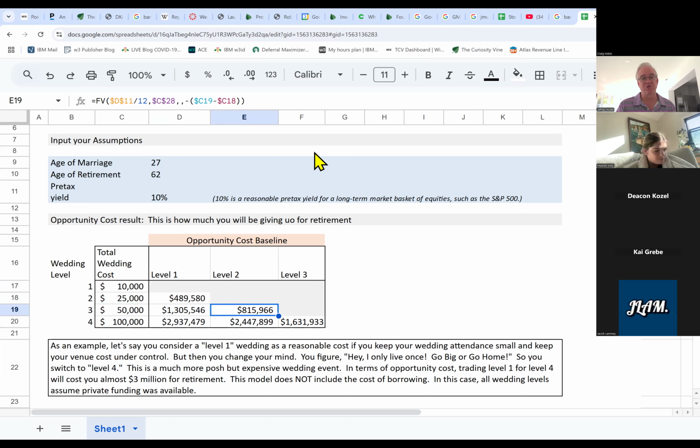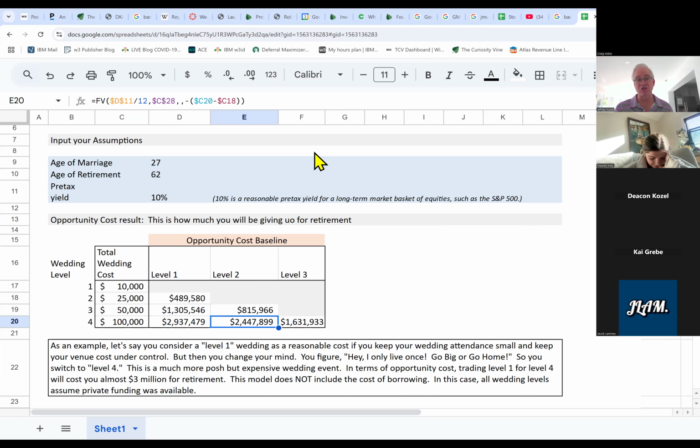And then if you went from level two to level three, it would cost you just shy of $1 million for retirement. And if you went from 25 to 100,000, which is level two to level four, it would cost you about $2.5 million for retirement. So again, this is just to help you understand the wedding decision as a personal finance decision with a long-term horizon as your guiding principle. That's what this means.